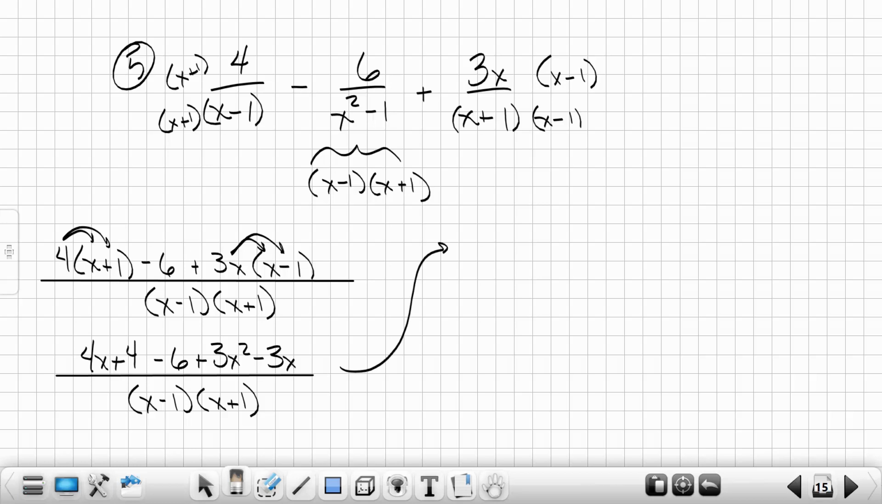So my numerator, my highest degree is 3x squared. Are there any other x squareds? No. So we have 3x squared. 4x and minus 3x make plus x, correct? Minus 6. Minus 2. Negative 6 and a positive 4 makes minus 2.